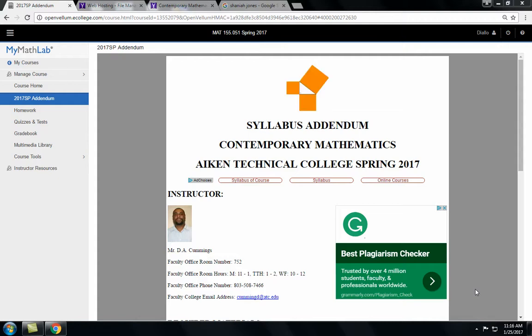And in this version, we'll take a look at the course as it relates to my math lab. We'll take a look at how your grade is determined and what's expected of you in the course. The first thing we'll do is take a look at the addendum.